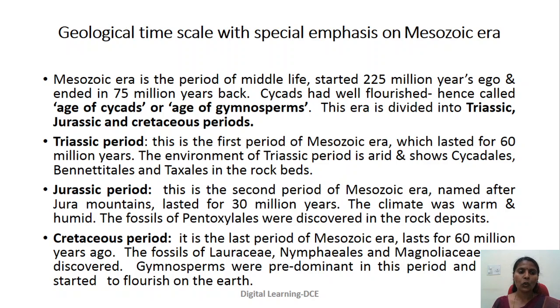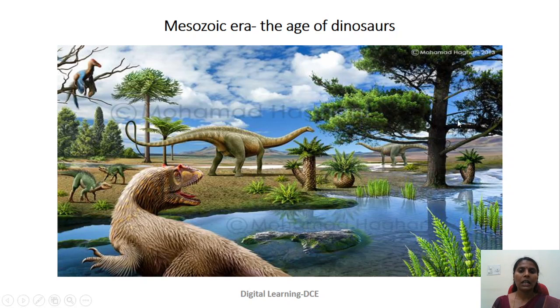This Jurassic period is followed by Cretaceous period, which is the last period of Mesozoic era, which lasted around 60 million years. The fossils of Lauraceae, Nymphaeales and Magnoliaceae were discovered from the beds of Cretaceous period. The gymnosperms are predominant in this period, and also pines started to flourish on the earth during Cretaceous period. In this diagram, we can observe the dinosaurs which were very dominant in the Mesozoic era. Hence, Mesozoic era is also referred to as Age of Dinosaurs, along with tree species of gymnosperms like cycads and pinus, which were well flourished.